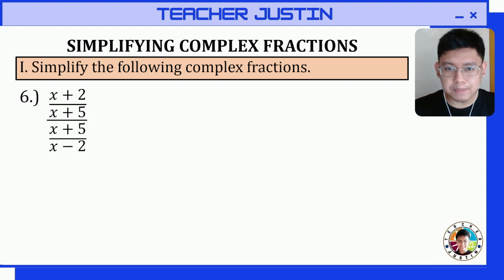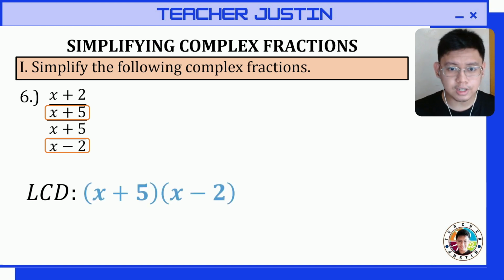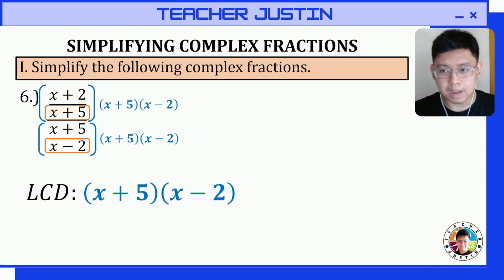Alright. Okay, let's simplify these complex fractions. So, our first step in simplifying complex fraction is for us to copy our denominator. So, we have x plus 5 and x minus 2. Now, let's get the least common denominator of x plus 5 and x minus 2. That will give us x plus 5 and x minus 2. Now, let's multiply our numerator and denominator by x plus 5 times x minus 2. So, pwede nating i-cancel si x plus 5, okay, at si x minus 2 sa denominator.